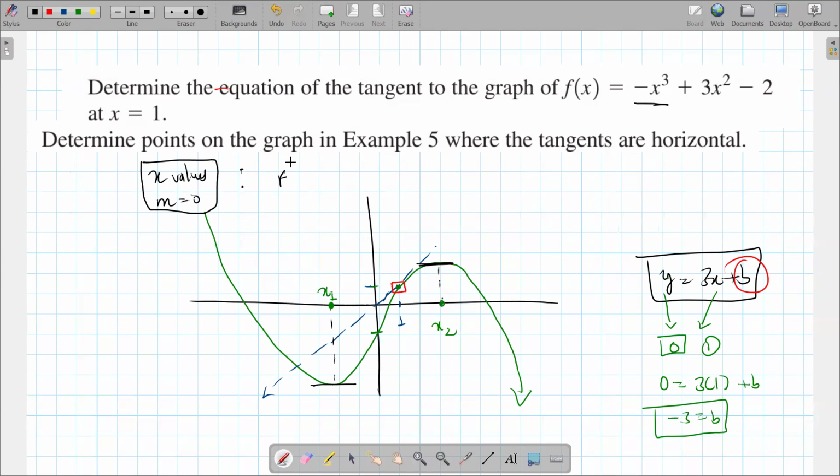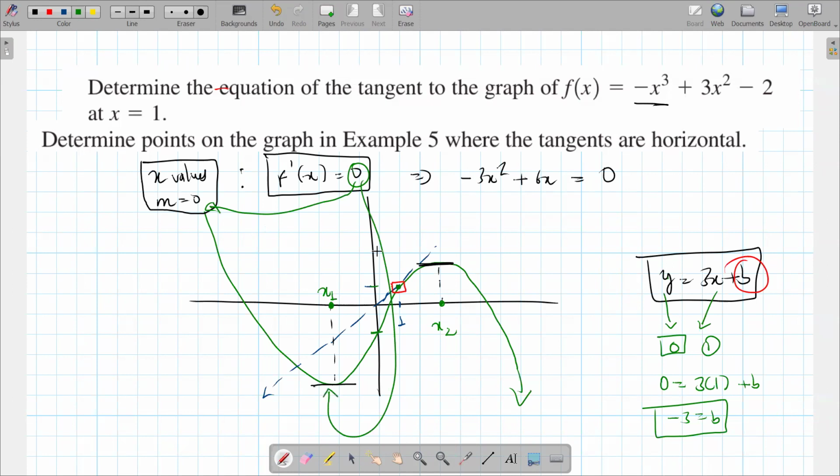You want to set f prime of x equals 0. If you set the derivative function equal to 0, you can find out exactly where those two x values are. Our derivative function here was -3x squared plus 6x. If we set this equal to 0, we can get the two x values where the slope of the tangent line is 0. This represents the slope of this.